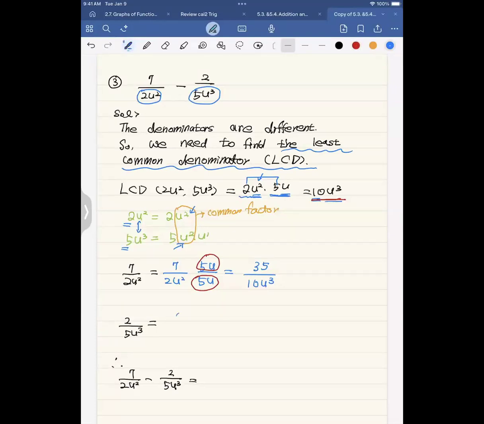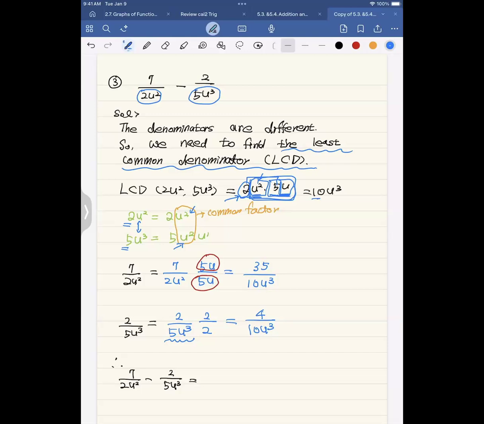The next one is 2 over 5u cubed. When we compare this denominator with this least common multiple, the difference will be just 2, because 5u times u squared will make u cubed. So this part is the denominator, and 2 is missing. So we will multiply by 2 on the numerator and denominator. So that'll be 4 over 10u cubed.